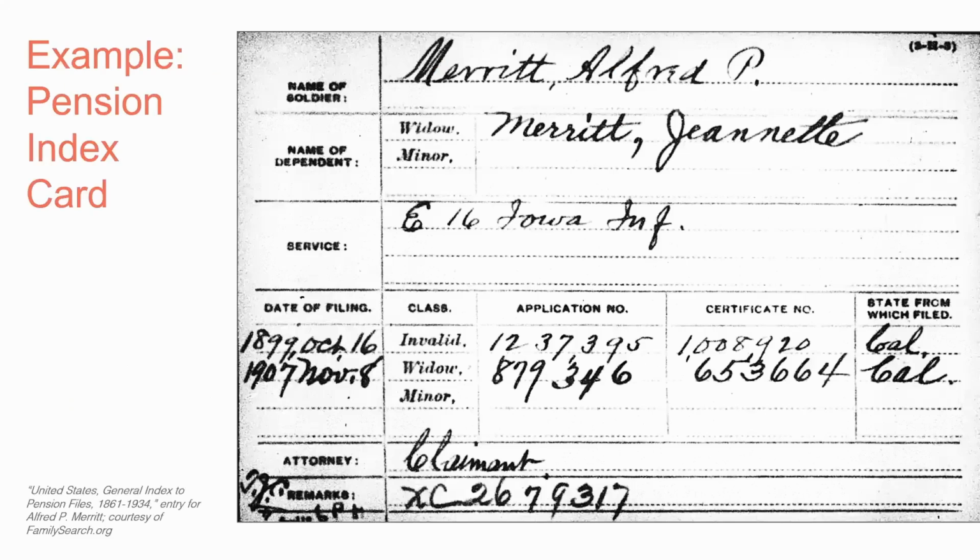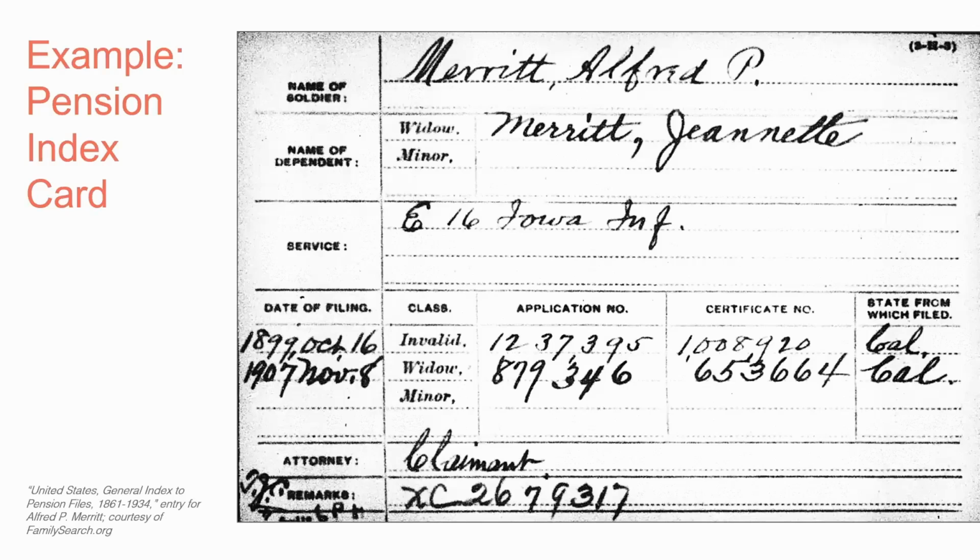So this is an example of an index card. I've seen a lot of people at the library have these and they don't really know what to do with them. But this is a pension index card for Alfred Merritt. And on it, it has the name of his widow, Jeanette, and she also filed for the pension. He served in Company E in the 16th Iowa Infantry. He filed for an invalid pension in 1899, and his widow filed in 1907, meaning Alfred died sometime between 1899 and 1907. And it also includes the application number and the certificate number, and it says that he applied in California.